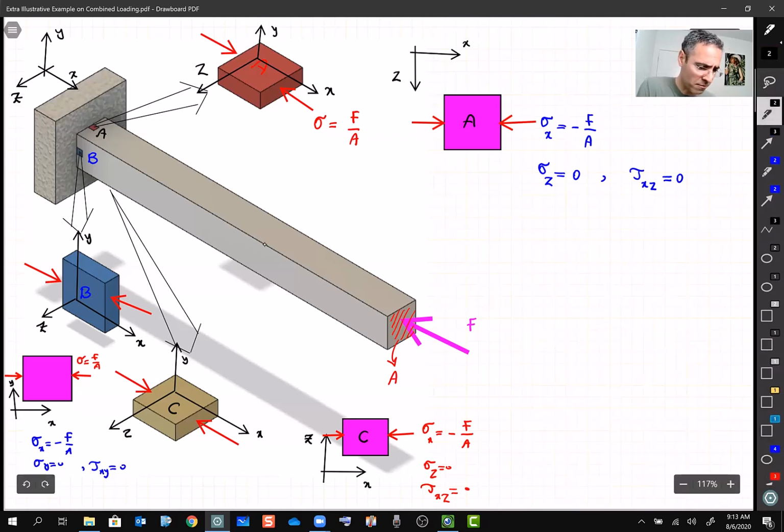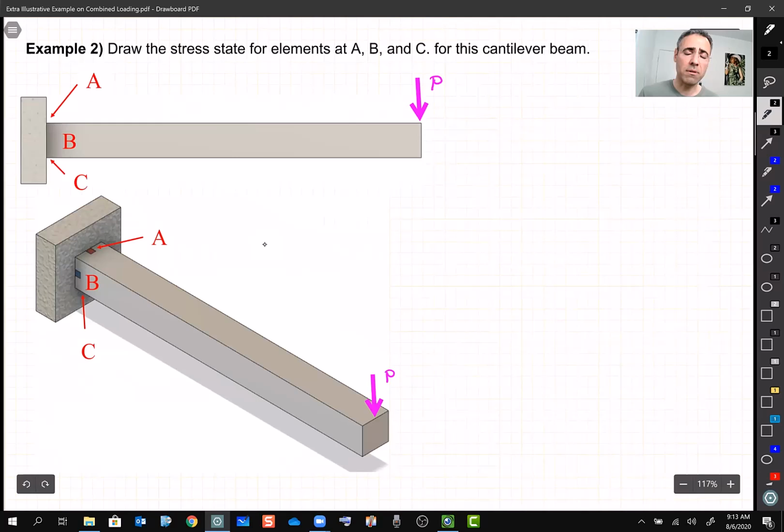Right? Very, very simple and straightforward. I believe it's easy to follow. Now let's spice things up a little bit. And the same beam, this time, is under bending, basically. We apply load P over there, right?